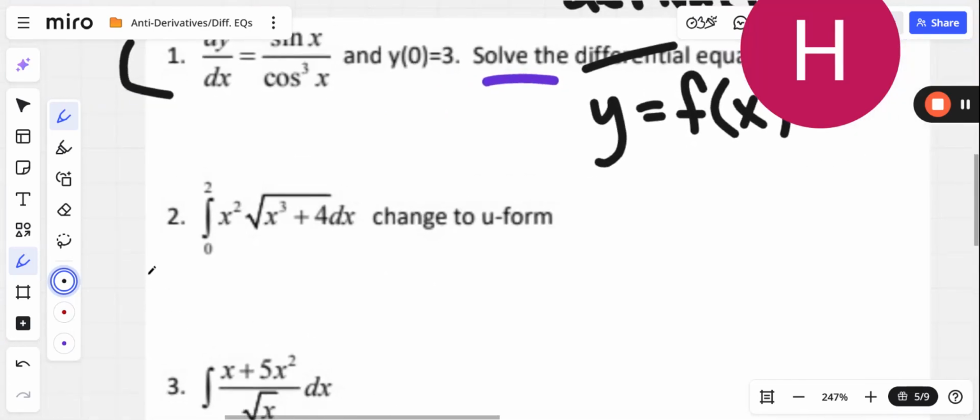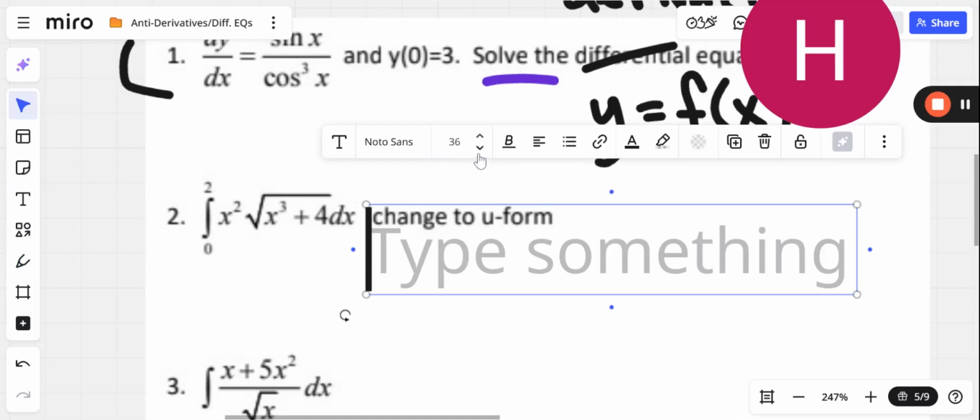Okay, now we're going to look at a definite integral. And definite integrals with u-sub are pretty convenient if you fully transform the integral. What do we mean here? Change to u form.